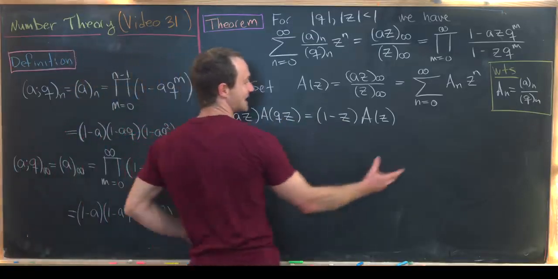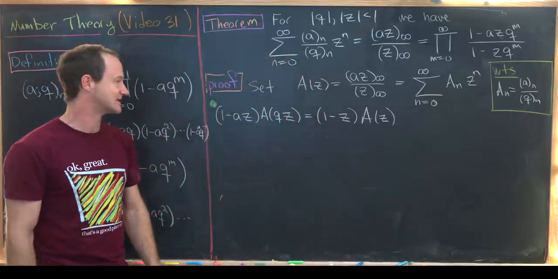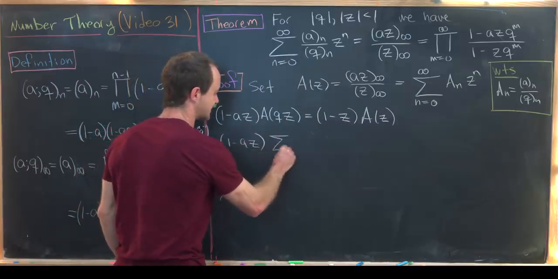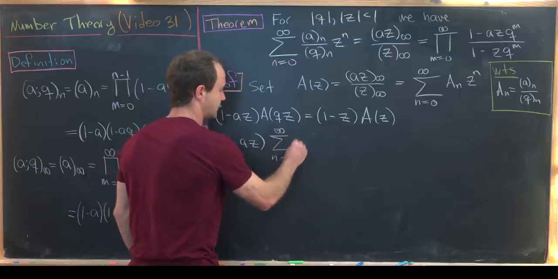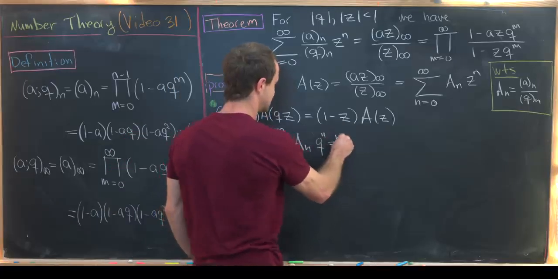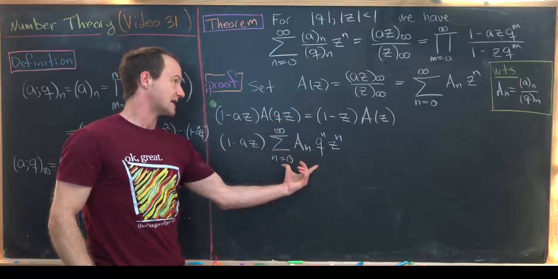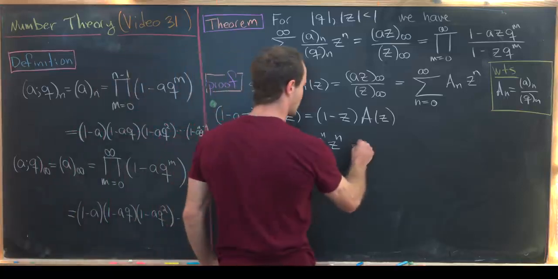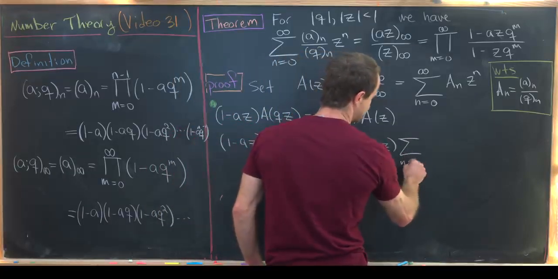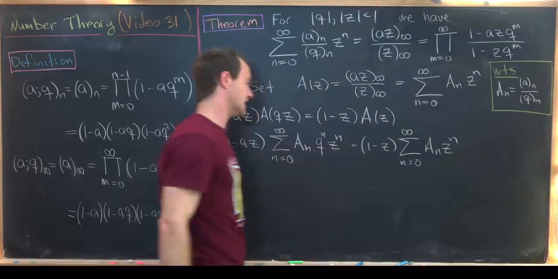Now we want to put that into our expansion and see if we can get any information about those coefficients a of n. So we've got 1 minus little a z times the sum as n goes from 0 up to infinity of a of n times q to the n, z to the n. So that is this A(qz) expanded as our power series. And then over here on the right-hand side, we have 1 minus z, and then our sum as n goes from 0 up to infinity of a_n z to the n.